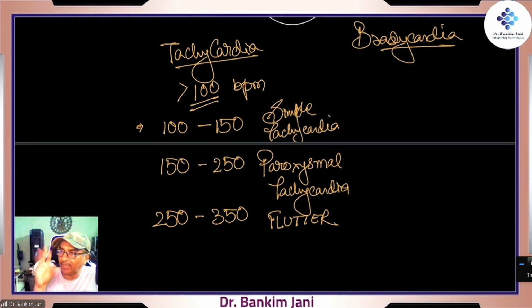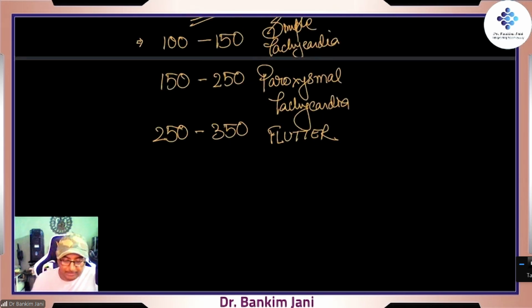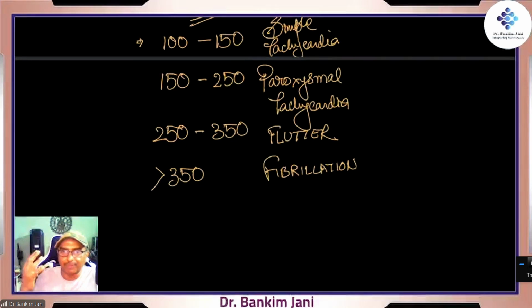So can the heart go full? No, the heart will be just doing like this. So as it rises, after a certain time, the amount of output will be relatively very less. And when it goes more than 350, which is very fatal, this is called the fibrillation. Fibrillation means the muscles are just vibrating. Actually, there is no output.